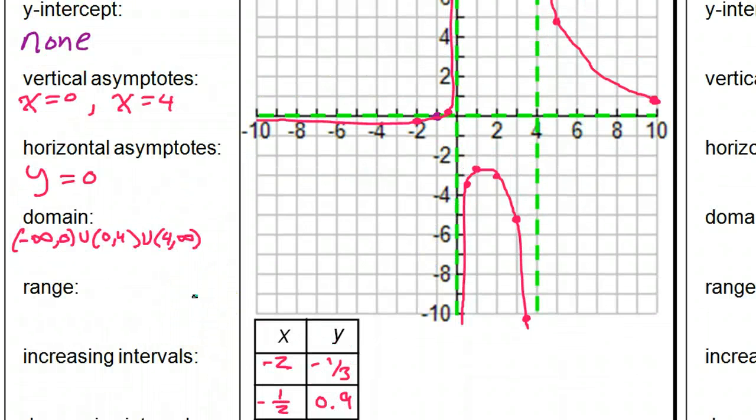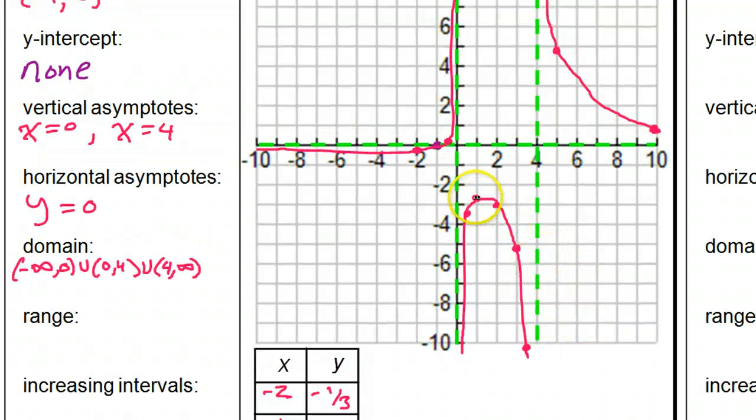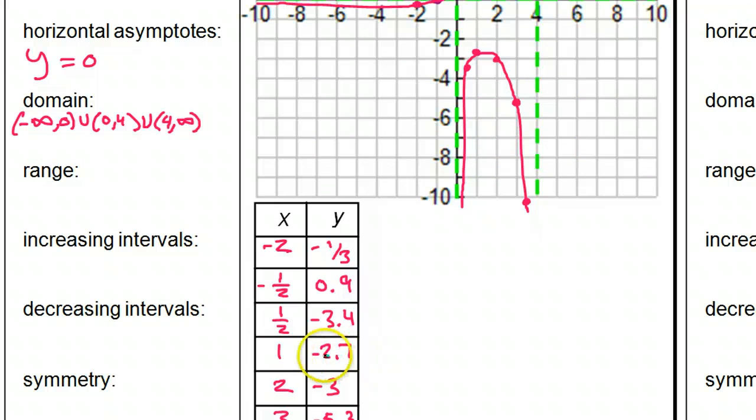Now for the range, we're going to have to do a little bit of estimating, because we don't know exactly what the highest point is. It's something very close to this point right here. So what is this point? This is the point 1 comma negative 2.7.